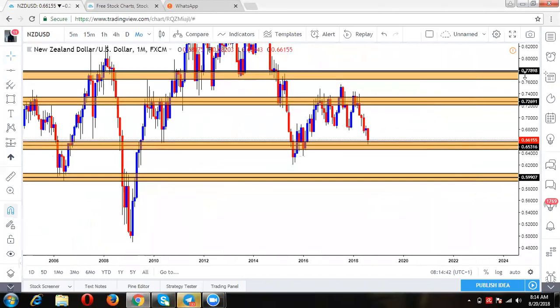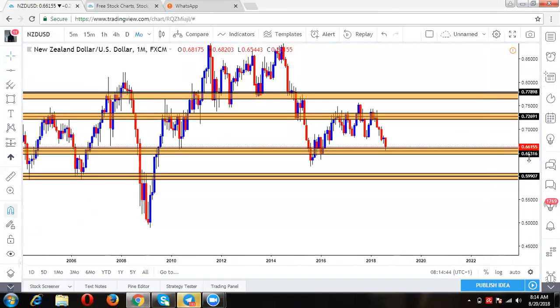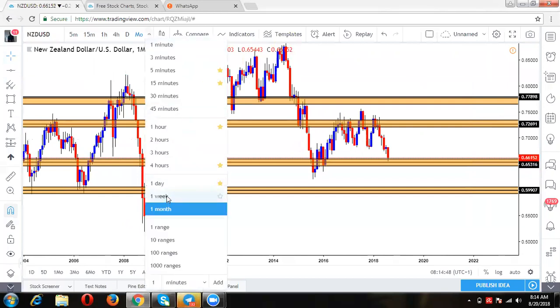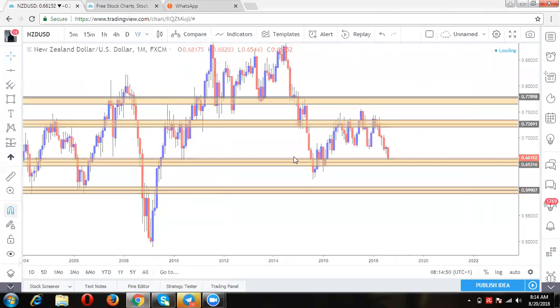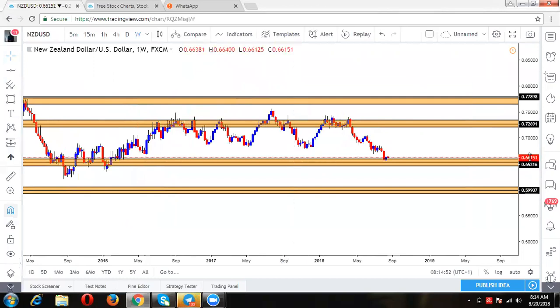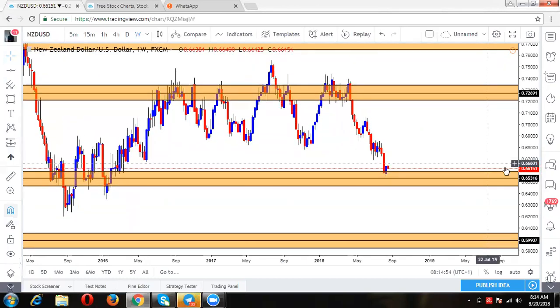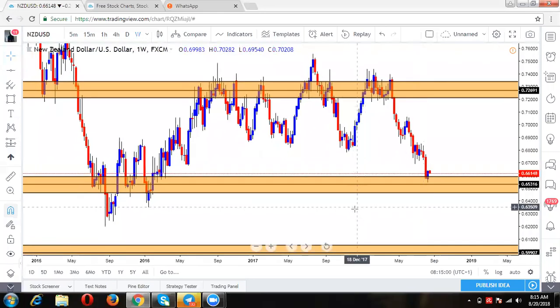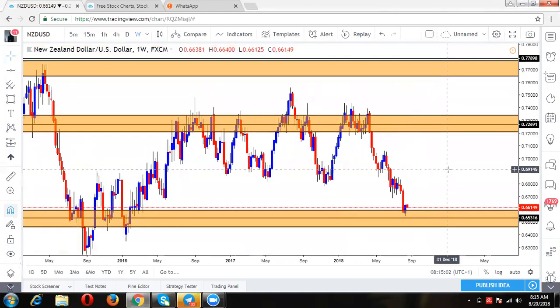Okay, so you are on the monthly time frame. The next time frame I'm going to go to is the weekly. I'll go to the weekly and check if there is any key zone or key area I'm missing out. Okay, I think I'm in line. There's none.